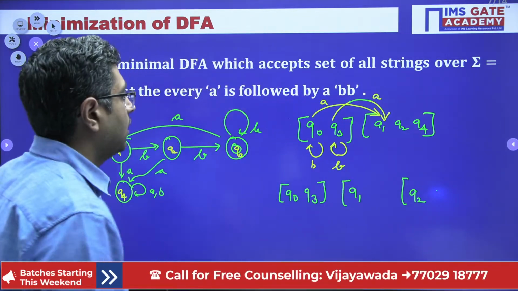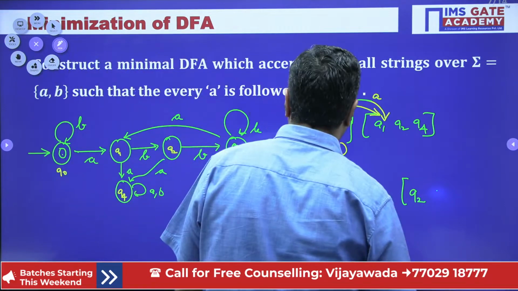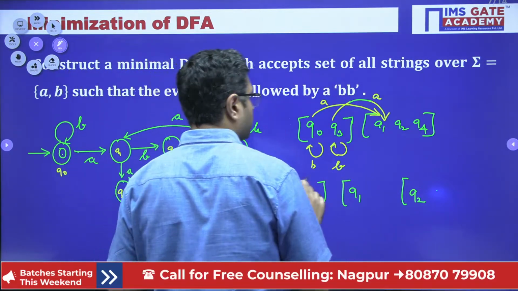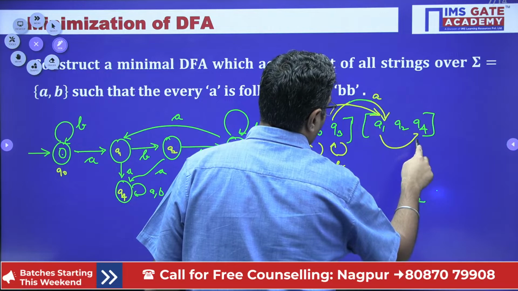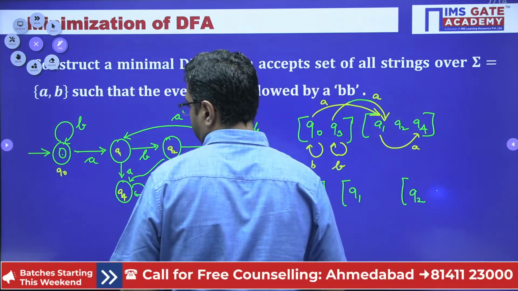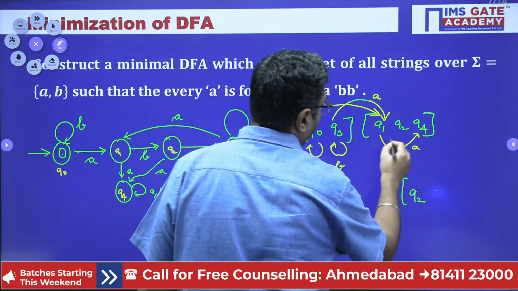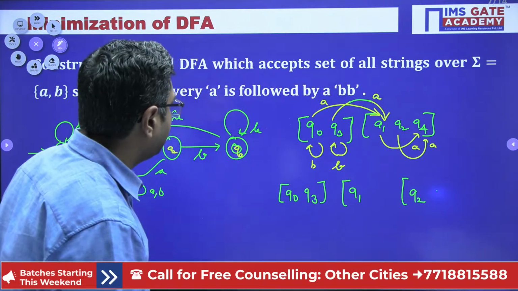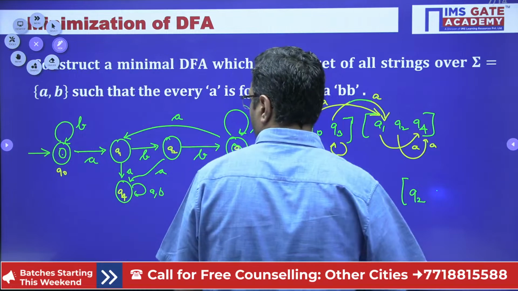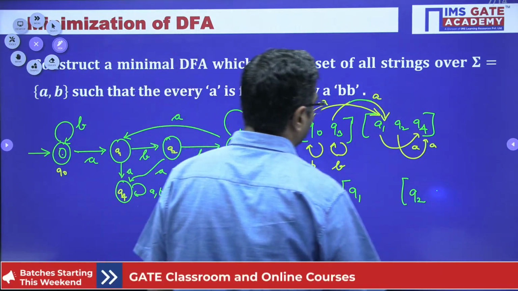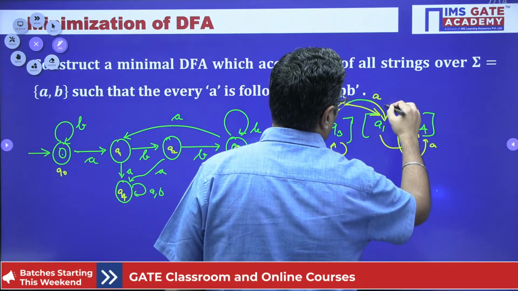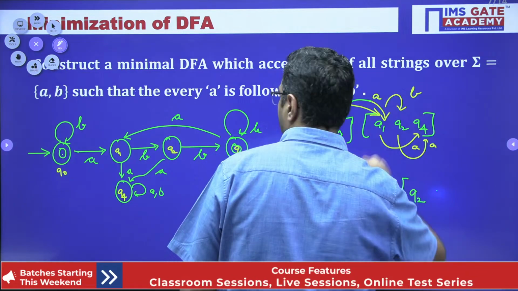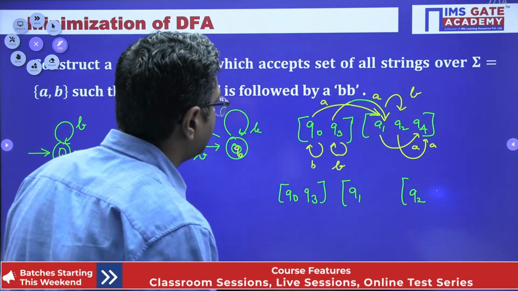Yes. Now let's try to find out the behaviors of Q1 and Q2 again. Q1 on A goes to Q4 and Q2 on A goes to again Q4. So with A they have the same relationship. With B, Q1 on B goes to Q2 and Q2 on B is going to Q3, which is a final state.